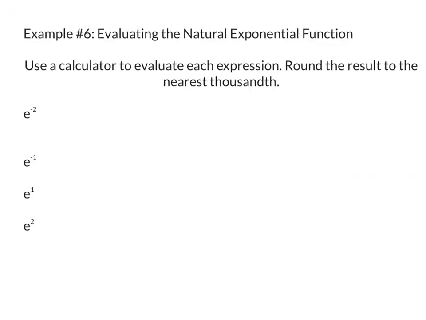In example 6, we're going to evaluate with our calculator each expression that we see, and then round the result to the nearest thousandth. By the way, e on your calculator is in the first column. You see an ln button near the number 4. To get the e, you have to press second and then the ln button.